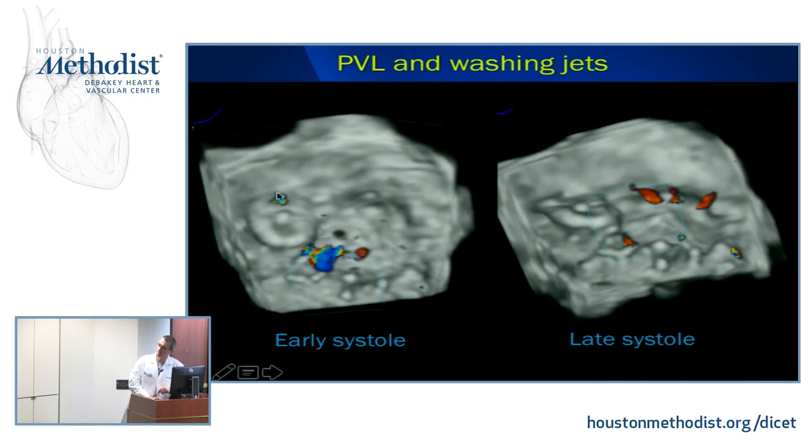And then you can see that the plug is here. This little event is a tiny bit of residual PVL. These jets are all little washing jets. There we go. And this guy here is probably a little residual PVL as well. So most of the time when they're that small, it doesn't matter what they are. But if somebody has hemolysis and you're trying to figure out what your target is to fix it, you have to figure that out.